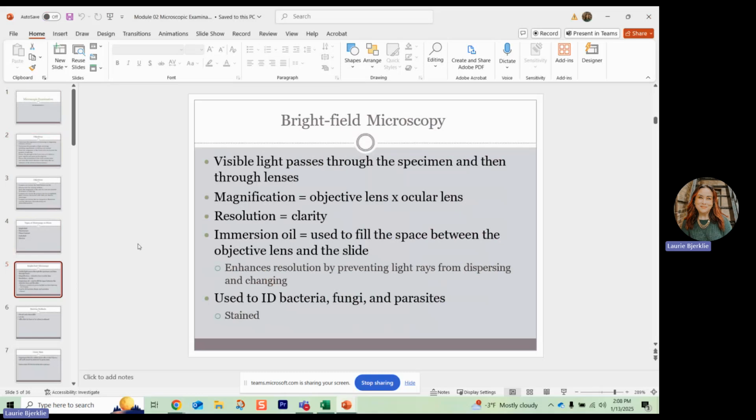So again, we are using the bright field microscope to identify bacteria, fungi, parasites, again, typically stained items for sure.